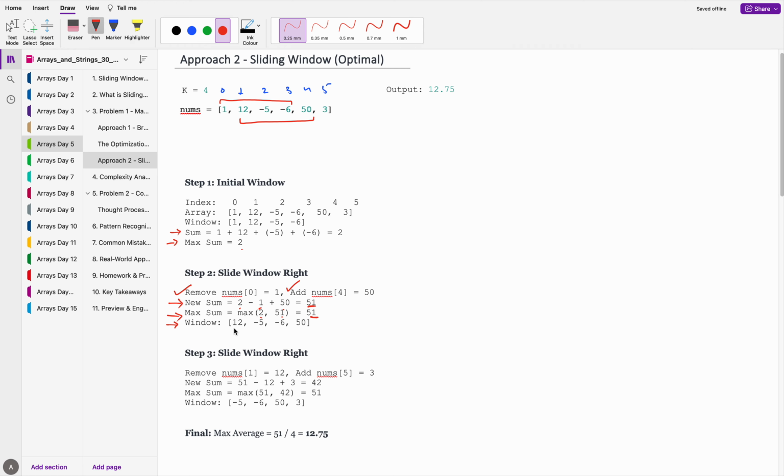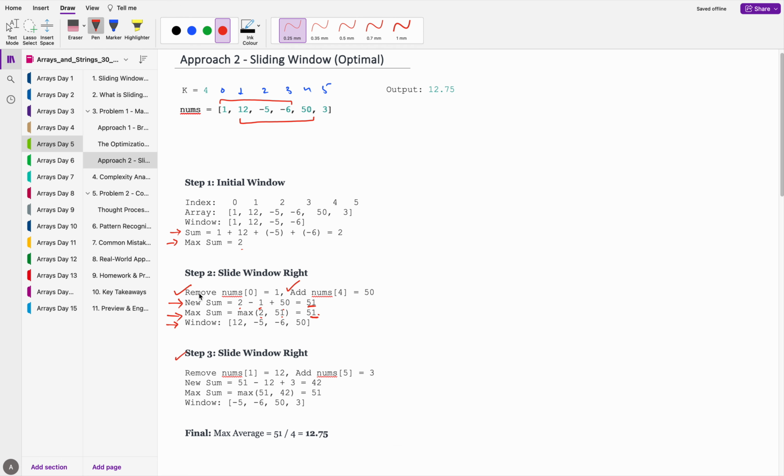Now in this window, the items were 12 minus 5 minus 6 and 50. Correct? यही थे. उसका मैक्सिमम सम मुझे यहाँ मिल गया. Don't worry about the average. It's just a matter of time. You need to divide it by the value of k. Okay. So let's focus here.